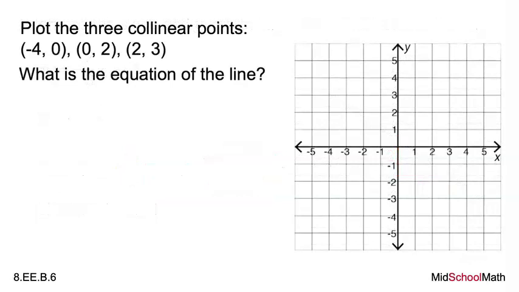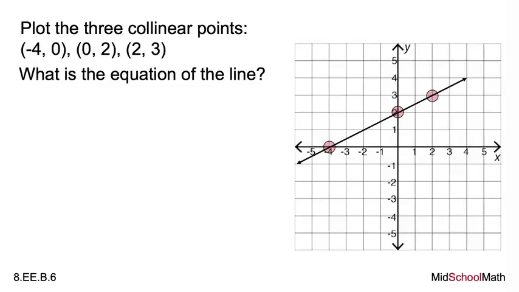Plot three collinear points, (-4, 0), (0, 2), and (2, 3). What is the equation of the line? Plot the points on the coordinate plane. Because they are collinear, we can draw a line through them. From here, we can use the graph to find the y-intercept and slope. Then we can write the equation.